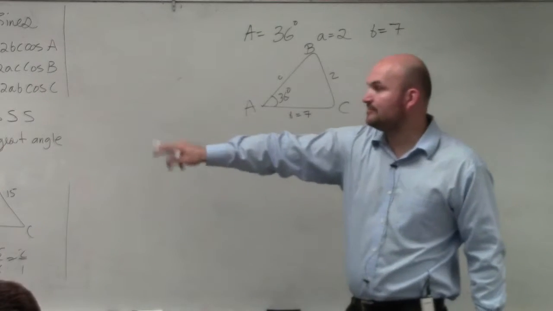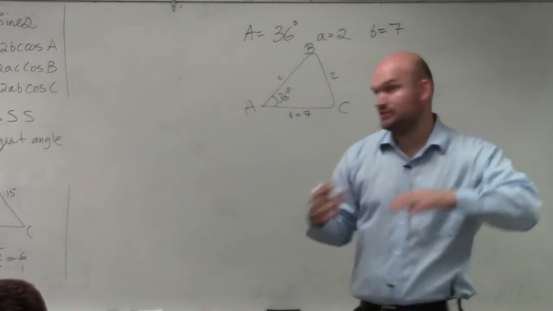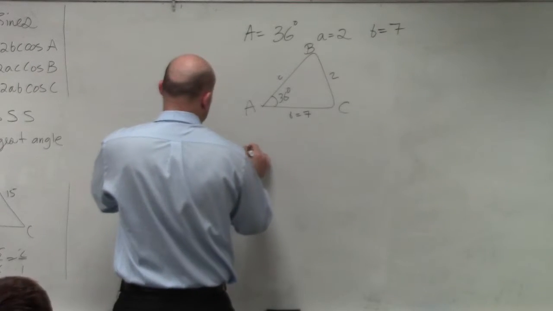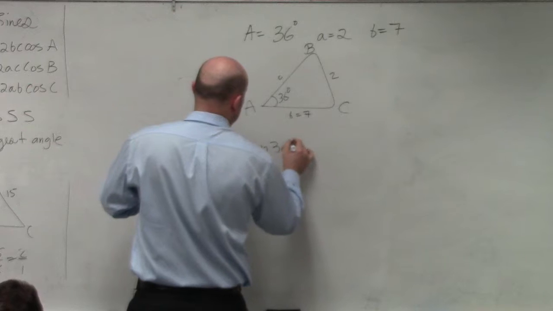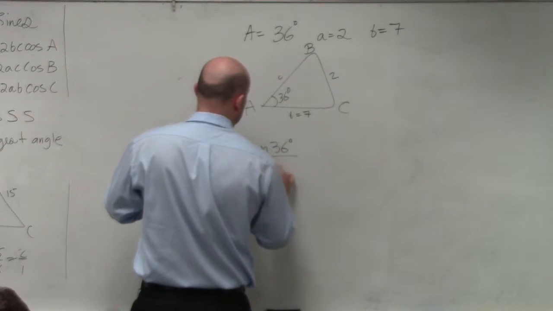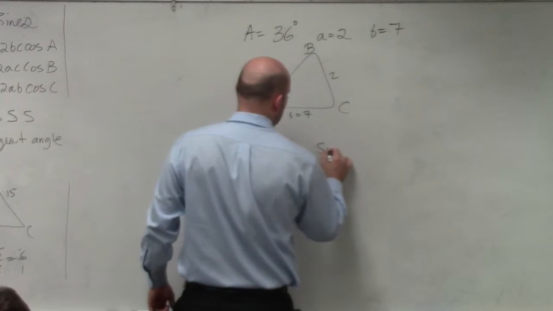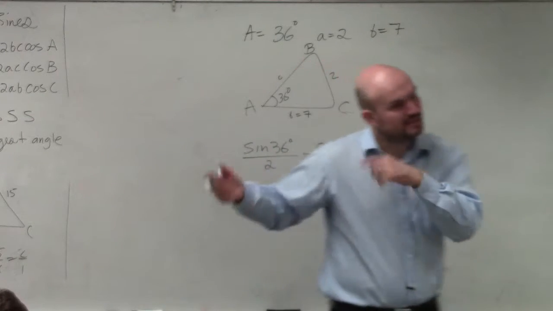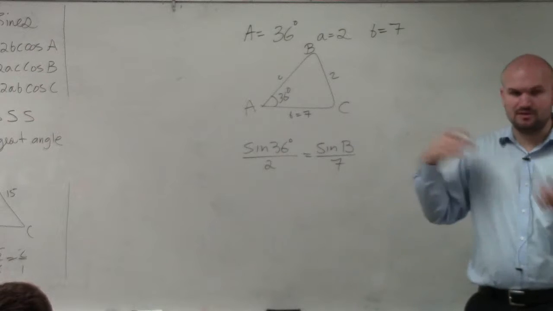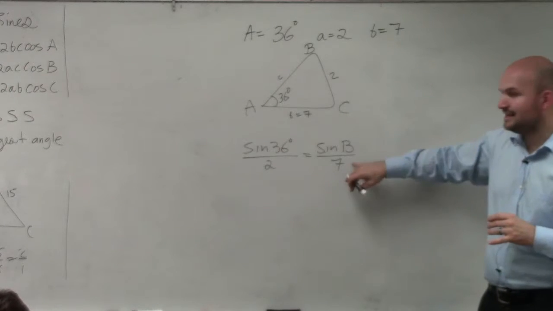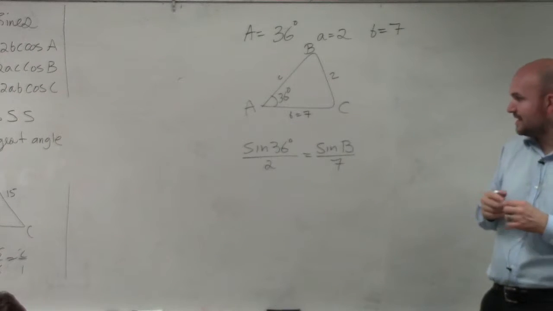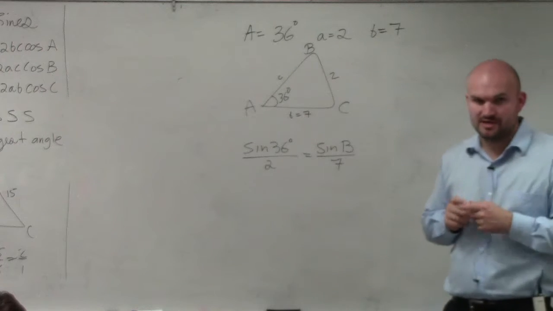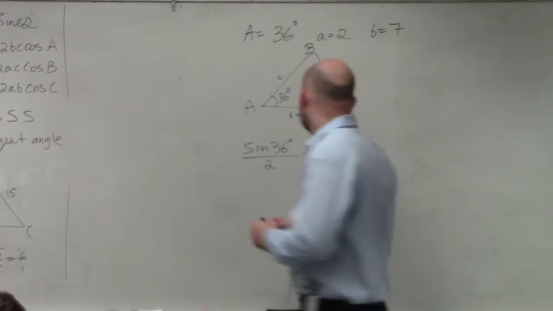So when we're using the ambiguous case, I prefer to flip the ratio, so therefore, my angles are up top. So I'd say sine of 36 degrees all over 2 is equal to the sine of B all over 7. If you want to use the ratio I did last time, that's perfectly fine. It just takes a little extra math to solve. But I like solving for B because all I have to do now is just multiply by 7 on both sides, right? It just makes life a little bit easier.